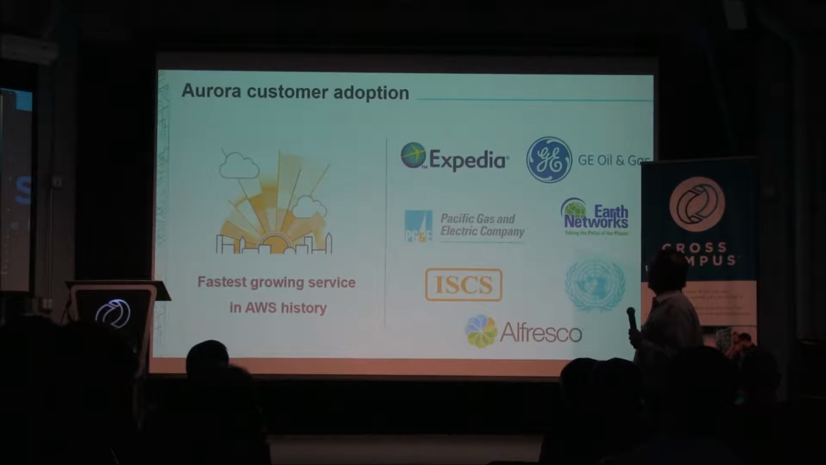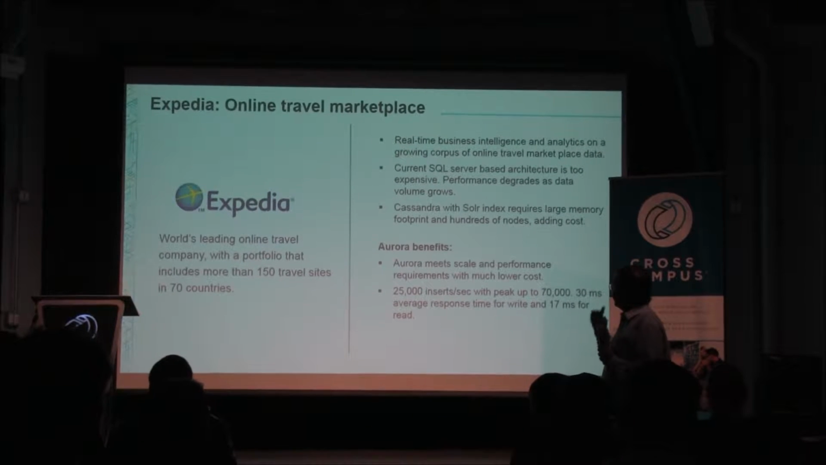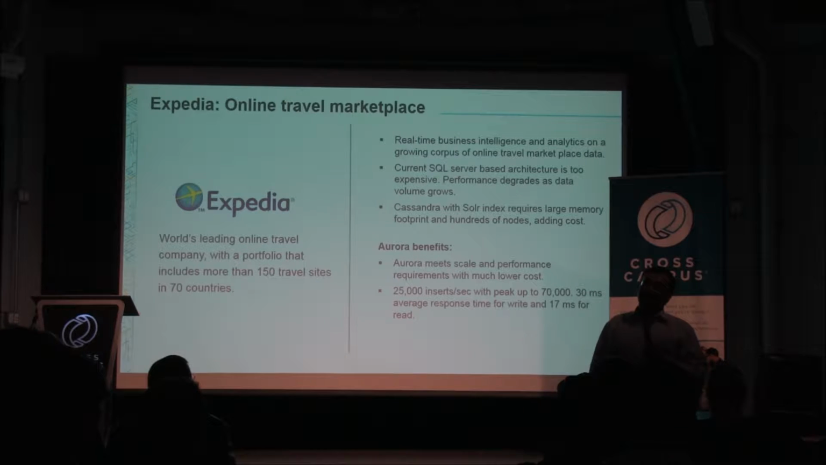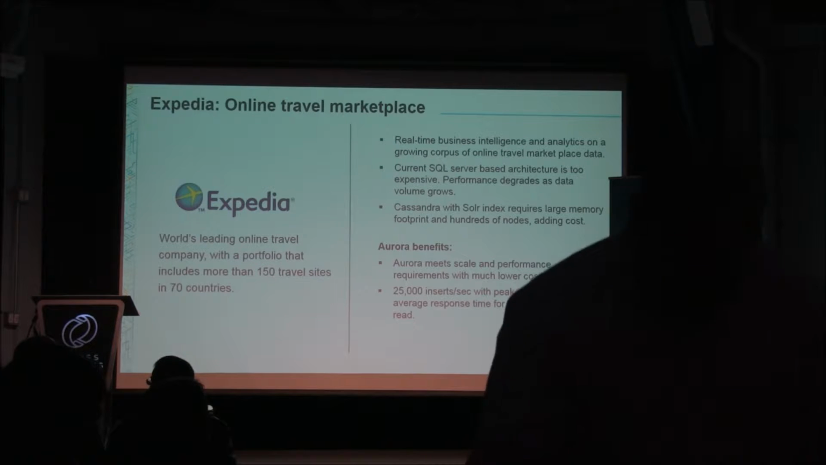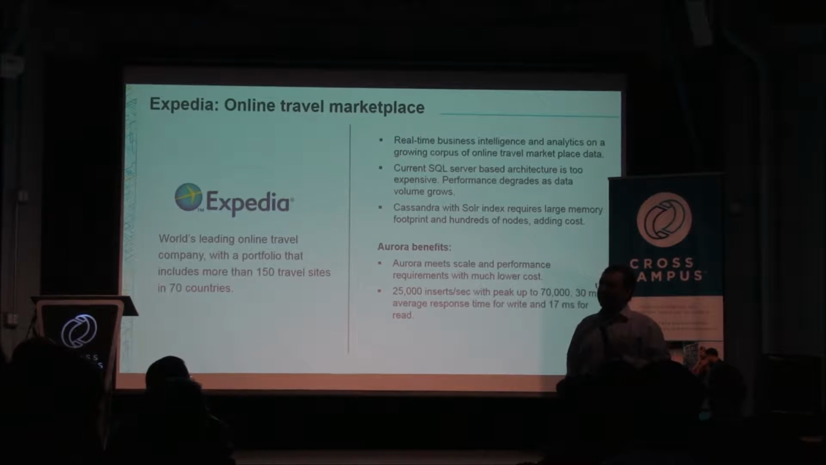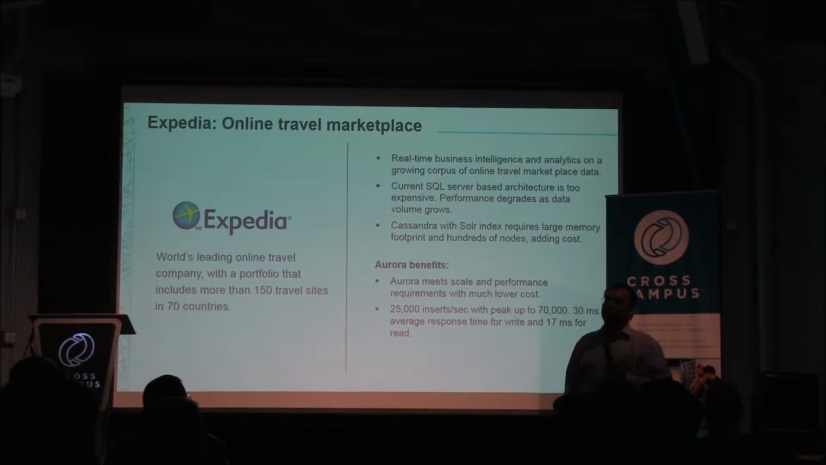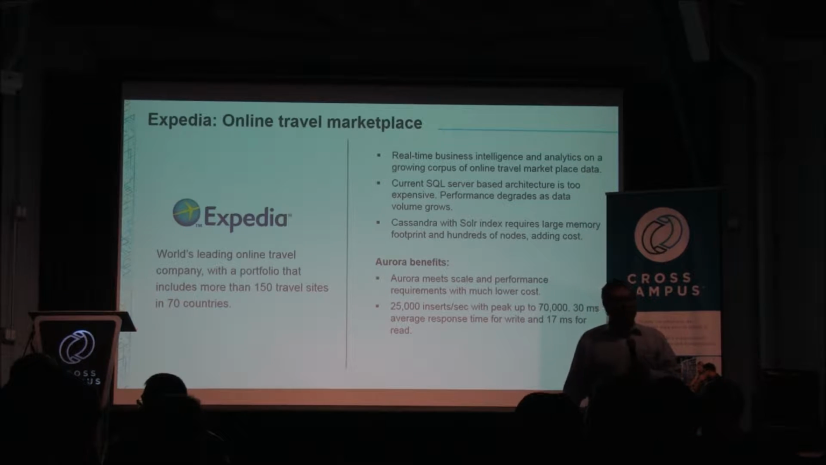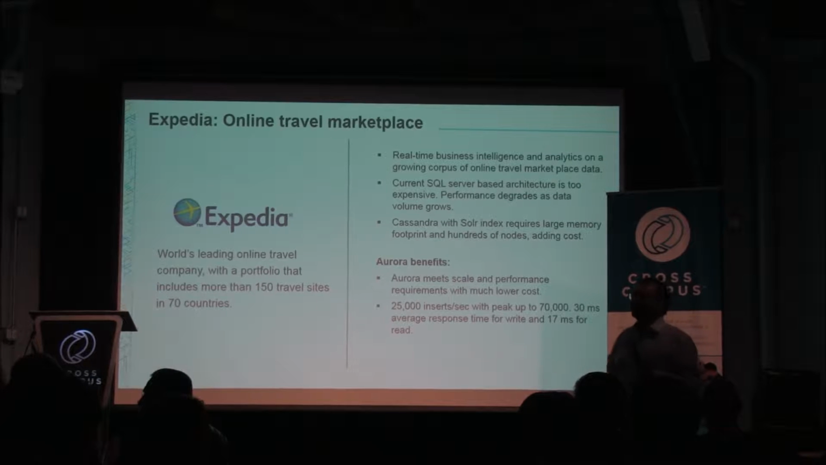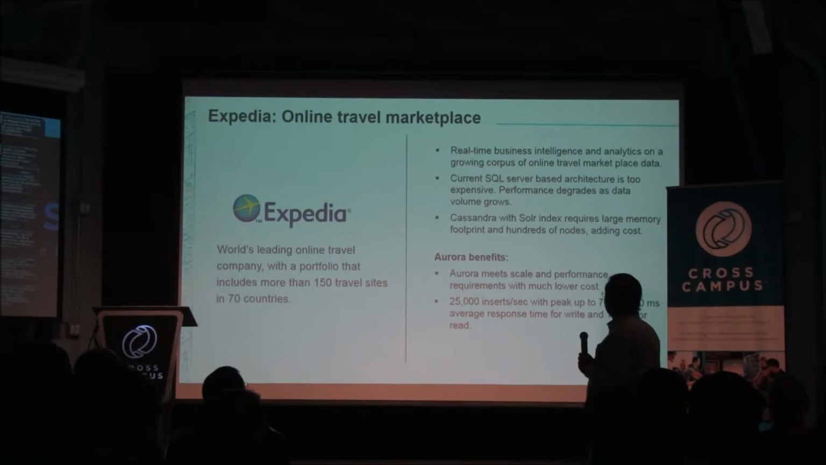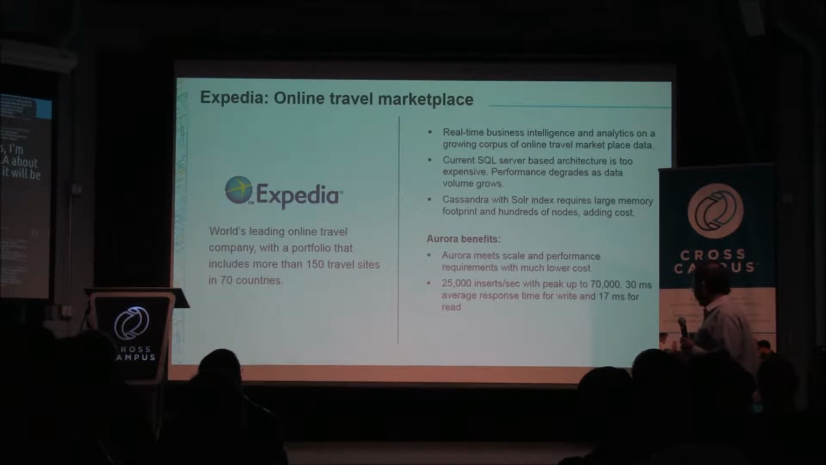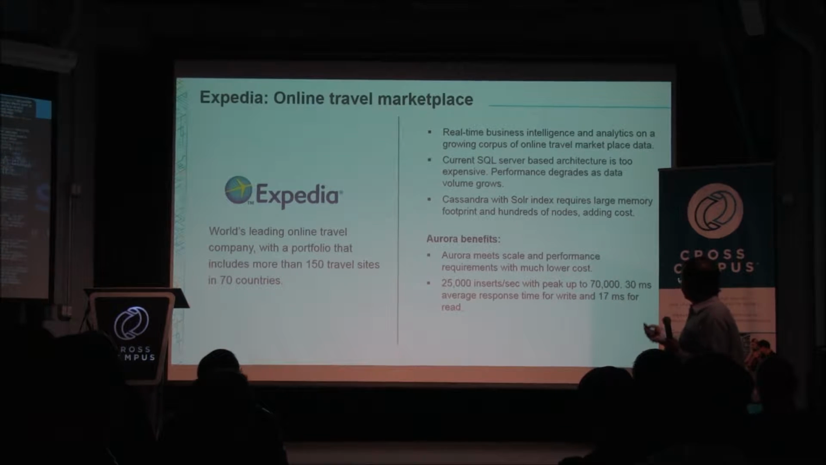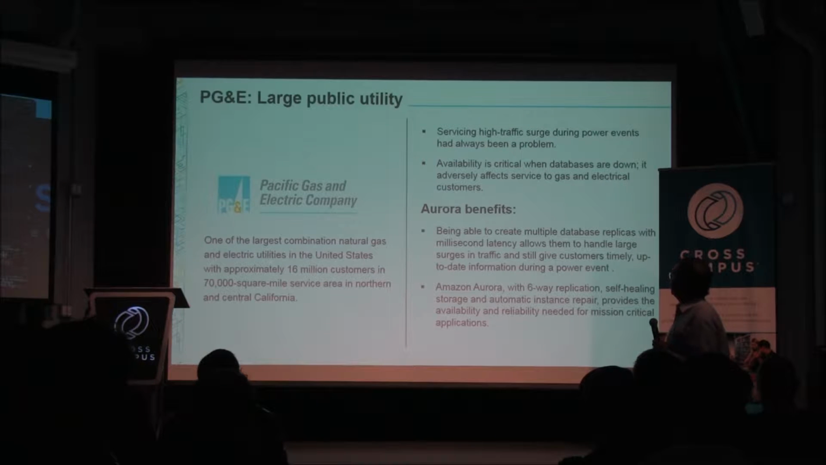I'll quickly go through some of the use cases that people are using Aurora for. Expedia, they use Aurora for their real-time analytics. They were using SQL Server. It was, of course, expensive, and as the data volume grows, it actually impacts performance. And they moved to Aurora. They also considered Cassandra, for example, but that didn't quite work out the way they wanted it to, and they are quite happy with Aurora. And some stats there, I'm not going to get into too much detail.